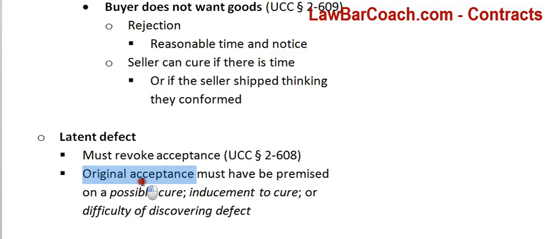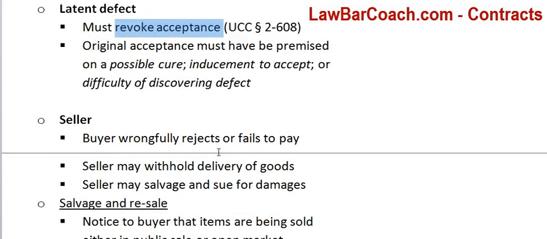The original acceptance either was premised on a possible cure. He told me, by the way, the springs were wrong, I'll get you better ones, but he never does. Or somehow I was induced to accept. He induced me to accept when I didn't want to, or for whatever reason, they convinced me to. Or there's some difficulty of discovering the defect. Like I said, the springs, it takes a couple shakes, more than just a normal investigation of them. Then you can revoke acceptance.